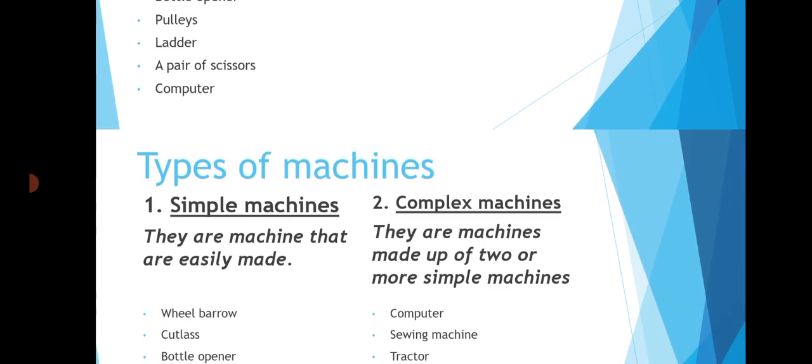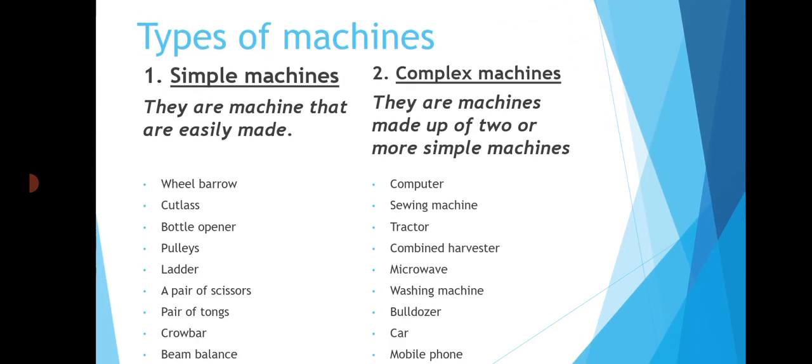If that's the issue, then let's look at the types of machines. We have two types of machine, namely, one, the simple machines, and two, the complex machines. What are simple machines? They are machines that are easily made. Example, we have the wheelbarrow once again, the cutlass, bottle opener, the pulleys, the ladder, a pair of scissors, pair of tongs, the crowbar, and also the beam balance.